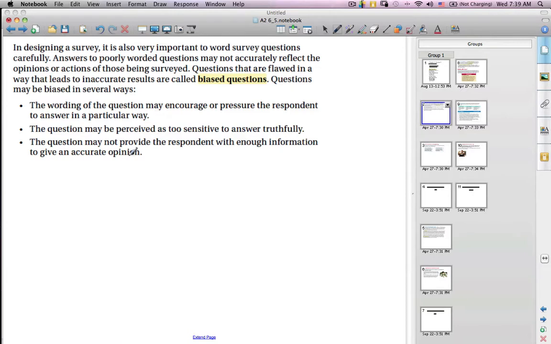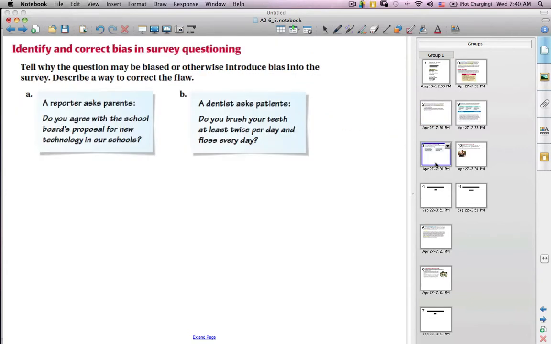And the question may not provide the respondent with enough information to give an accurate opinion. So you need to make sure that it's clear about what it is asking, that it isn't going to try to push them in one direction or another, and you want to make sure that it's a reasonable question to be asking. So if you take a look at these questions from a survey, we're going to talk about how these could be worded better.